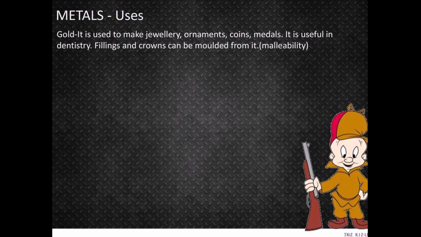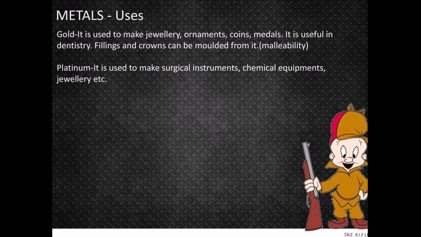Gold. It is used to make jewelry, ornaments, coins, medals. It is used in dentistry. Fillings and crowns can be molded from it. Malleability. Platinum. It is used to make surgical instruments, chemical equipments, jewelry, etc.